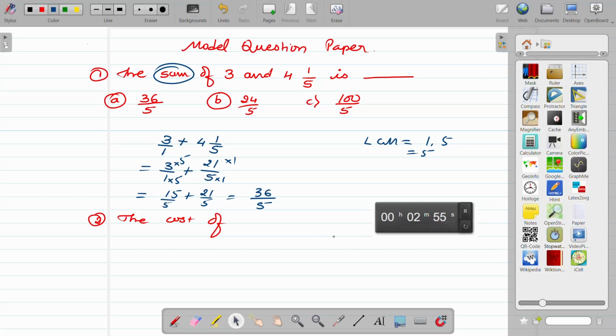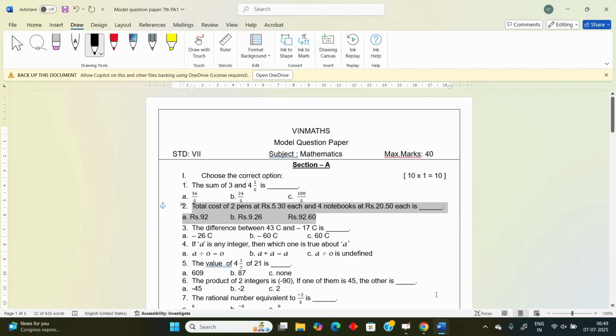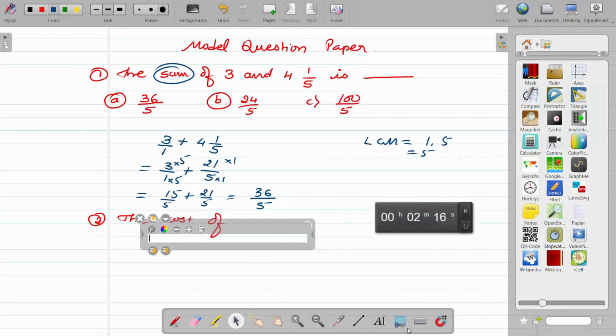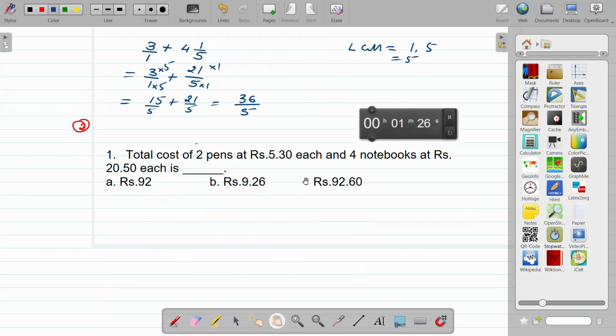The cost of 2 pens is 5.30 each, and 4 notebooks at rupees 20.50 each. What is the total cost of 2 pens and 4 notebooks you have to find? You should get any one answer out of 3. Do it correctly. Total cost of 2 pens and 4 notebooks we have to find in this.